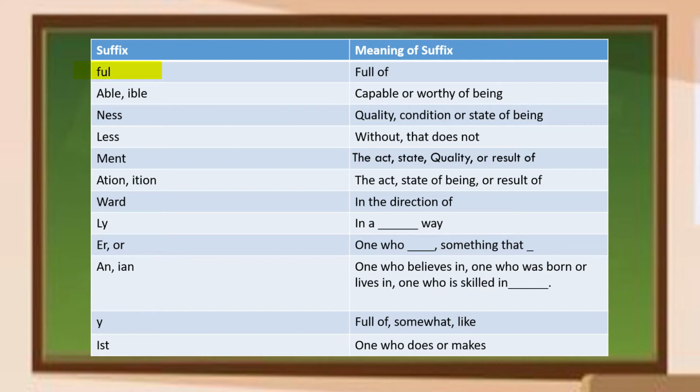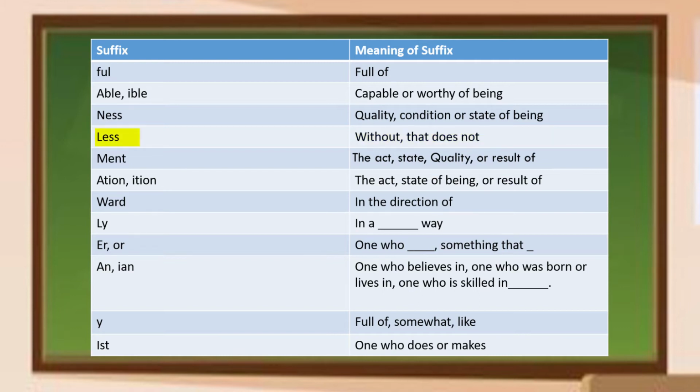Let's look at the suffix ful, meaning full of. So whenever you have a word with the suffix ful, it talks about being full of. Then you have suffixes like able and ible, meaning capable or worthy of being. Then you have the suffix ness, meaning quality, condition, or state of being. Then let's look at the suffix less, you have the meaning without, that does not.